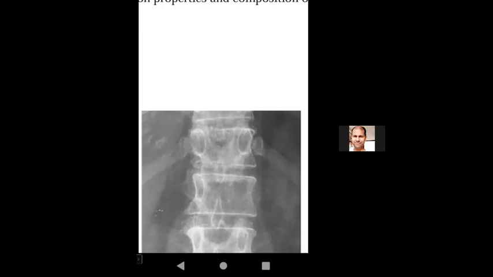Spinal metastasis, because the pedicle has cancellous bone, and this cancellous bone gets eroded by the tumor cells, and the pedicle also gets eroded. So the cortical outline is missing. So you call this a winking owl sign.